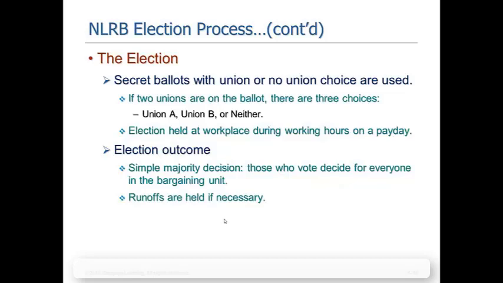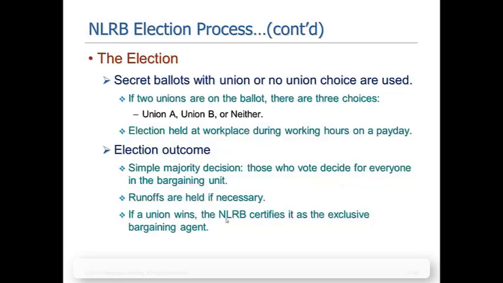If there is a very close vote between two unions, there can be a runoff election. If a union wins that election, then that union is certified by the NLRB as the exclusive bargaining agent for that bargaining unit. There is a 7-day time period where the conduct of the election and the counting of votes of the elections can be challenged.